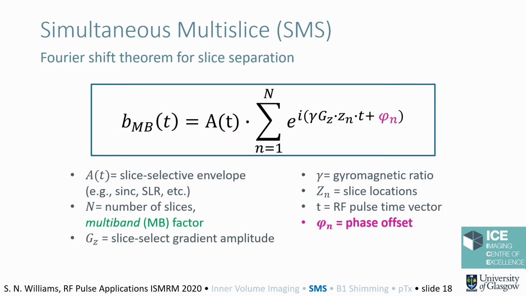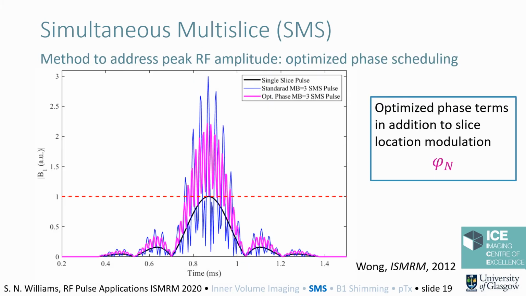One approach to combating peak RF amplitude hardware limits of SMS has been to add additional phase offsets to each slice. The phase offset term shows up in our multiband RF pulse equation in magenta. In an ISMRM abstract in 2012, Eric Wong reported an optimized set of phase schedules to reduce peak amplitude of SMS pulses for a given multiband factor. In this example, we see the peak amplitude reduced by about 1/3 when using the optimized phase offsets.